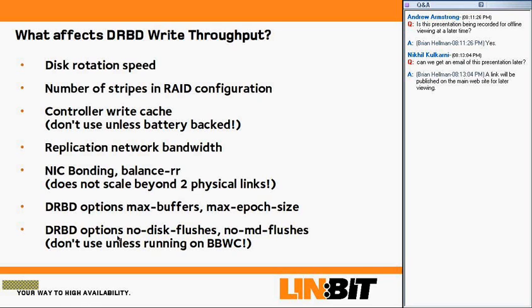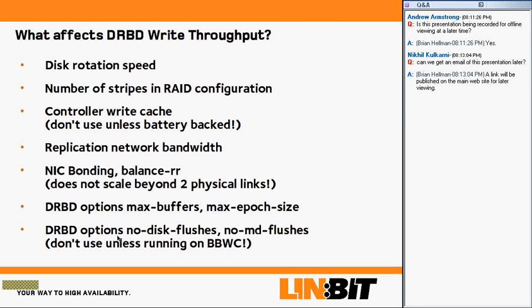The number of stripes in a RAID configuration is one of the most easily tuned factors in terms of DRBD throughput, because generally striping in a RAID configuration, and I'm talking about striping without parity, such as RAID 0 or RAID 1+0 or RAID 10, acts as a throughput multiplier.